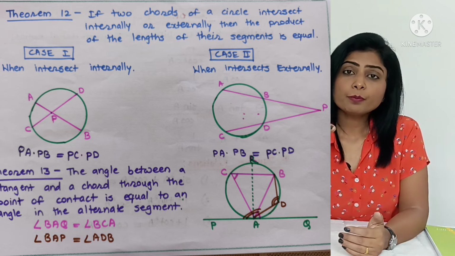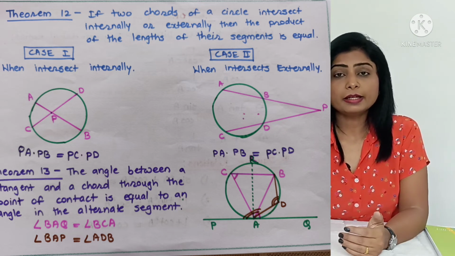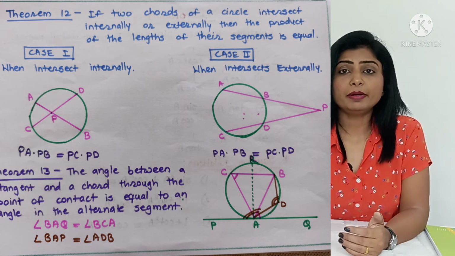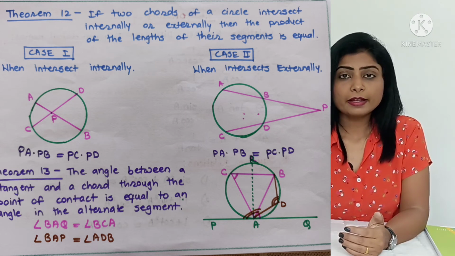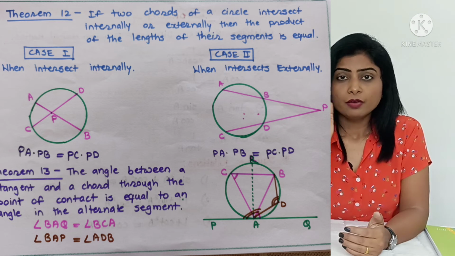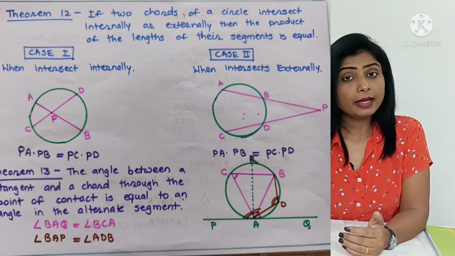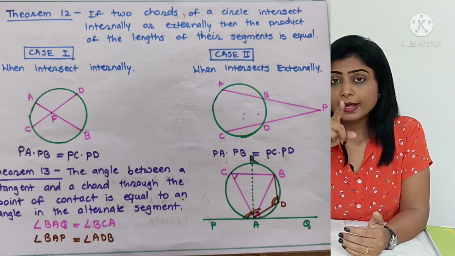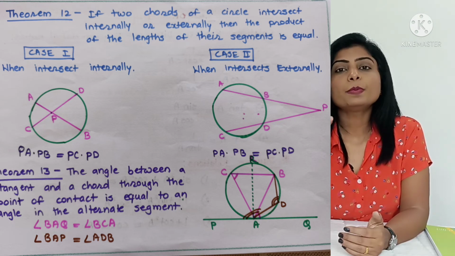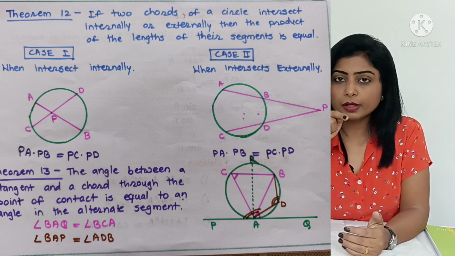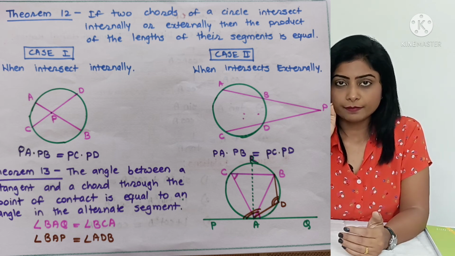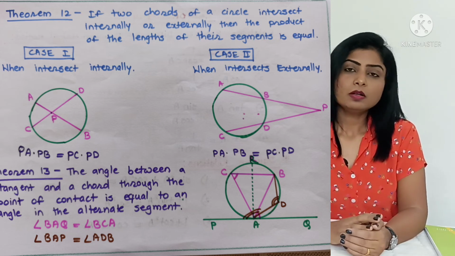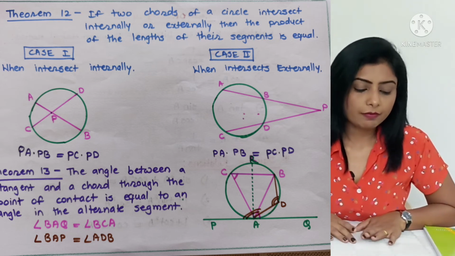Okay, now when the chords are intersecting externally, meaning you extend the chords outside, then the point where they intersect, in the diagram I have drawn P as the point where AB and CD are intersecting externally. Now here you have to look at this ratio, PA multiplied by PB equals PC multiplied by PD. You have to start with P, PA and PB, PC and PD. The products are equal to each other.